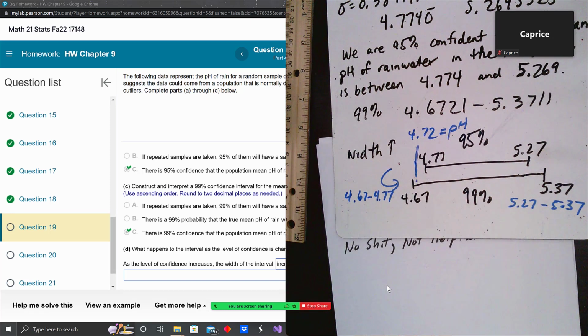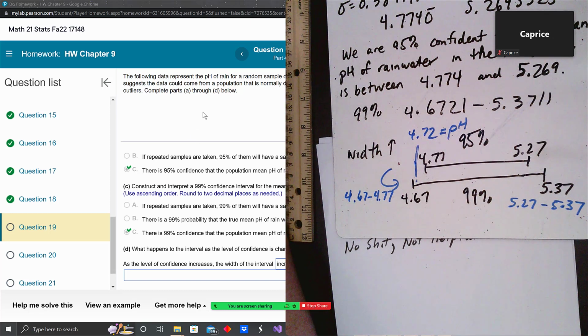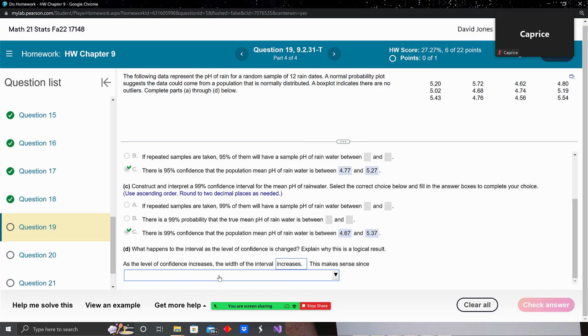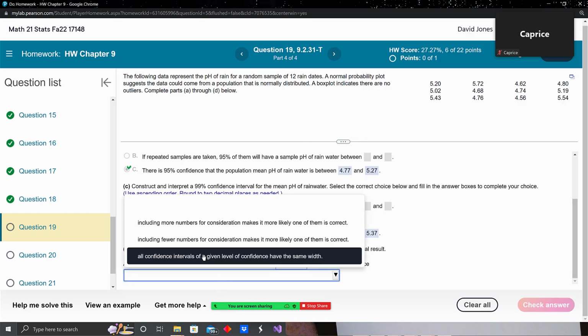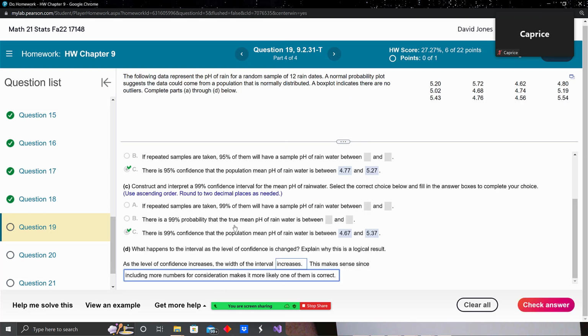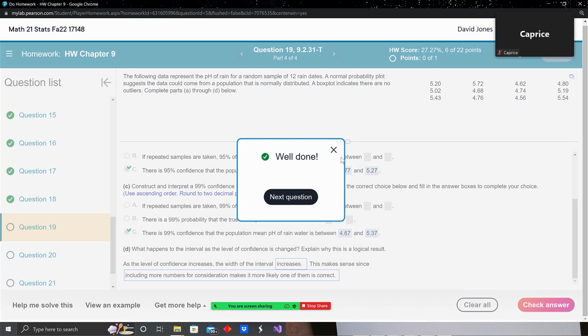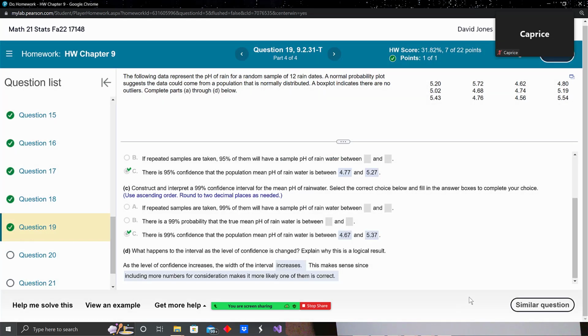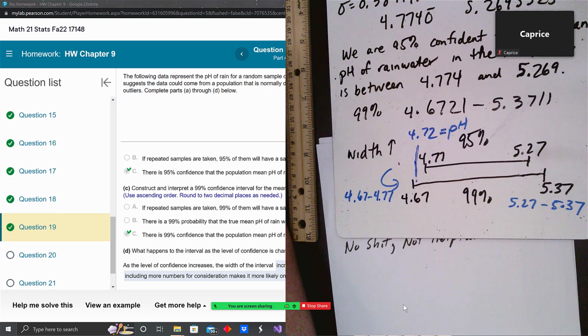But what they were asking here, the width went up, so more numbers are included. And it makes it more likely that we have the actual number, because we don't know what the actual number is. And that's it.